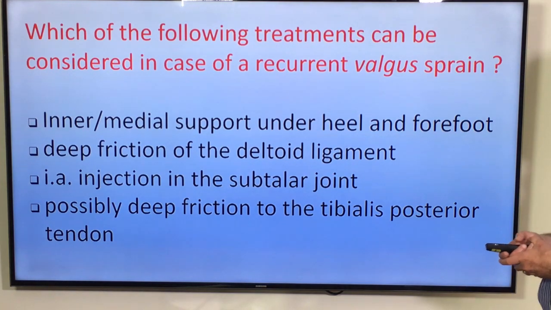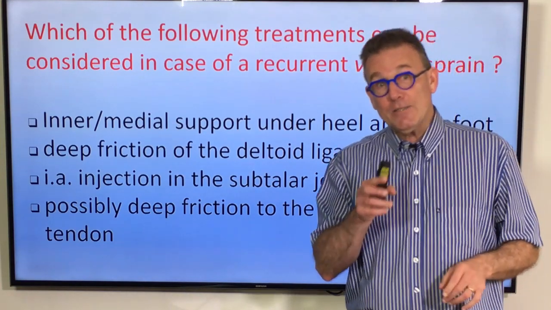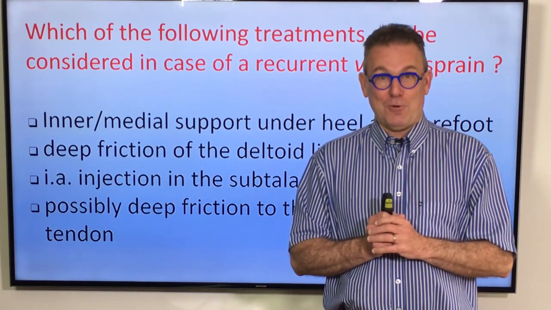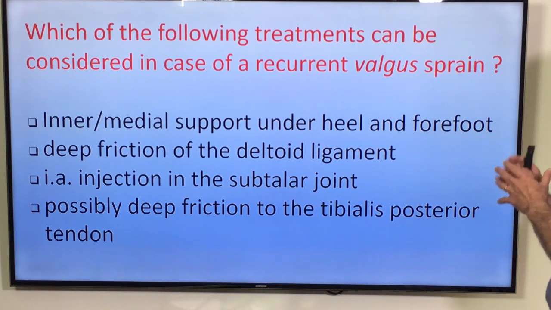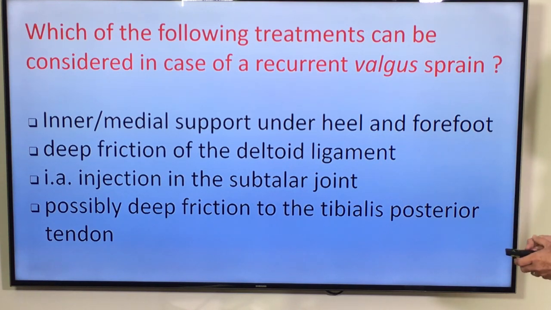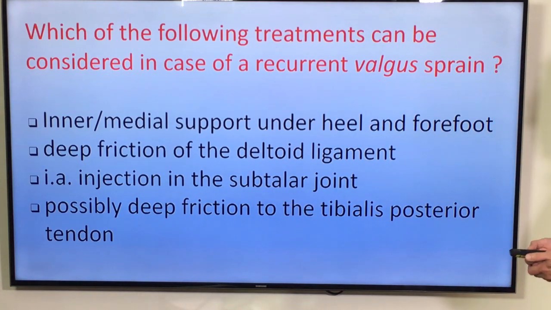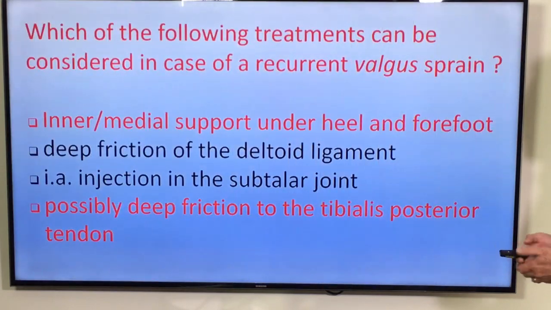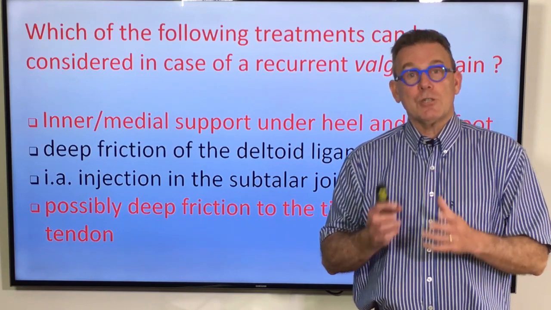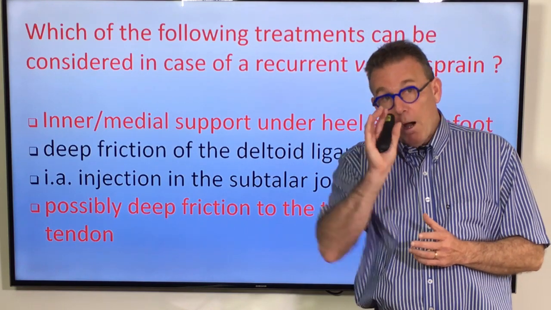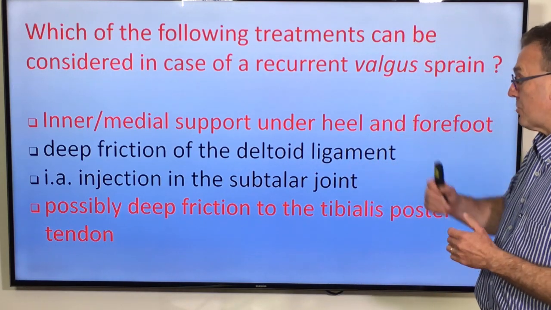Which of the following treatments can be considered in case of a recurrent valgus sprain? So not an inversion trauma, but an eversion trauma, which is of course less frequent. But what do you suggest we do? What could we do? An important little detail: recurrent valgus sprain. So perhaps there is some kind of malpositioning in the subtalar joint. There's already a valgus position in the subtalar joint which needs to be corrected. So perhaps that's one option.